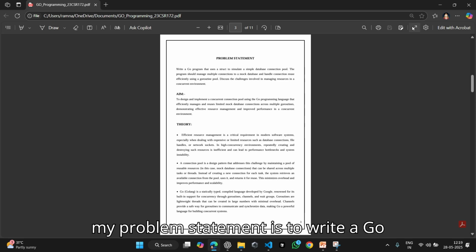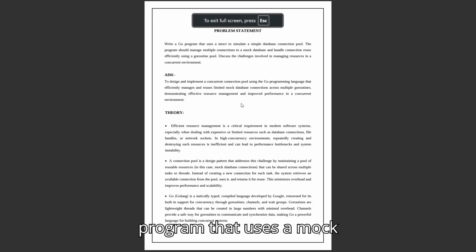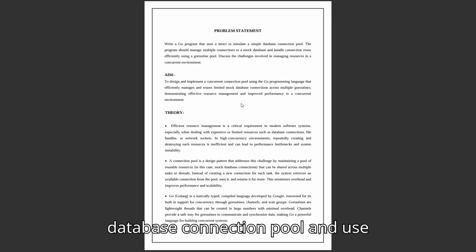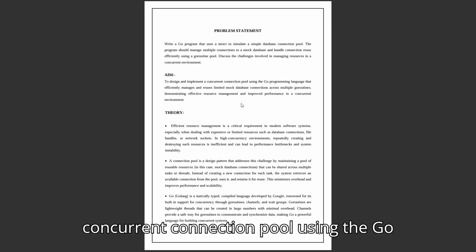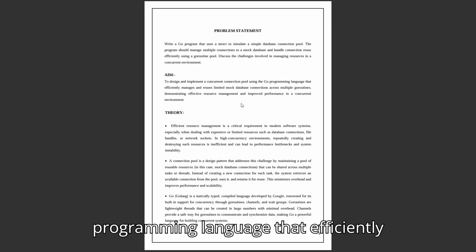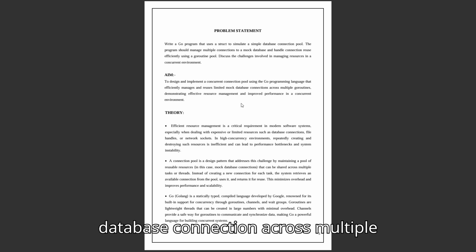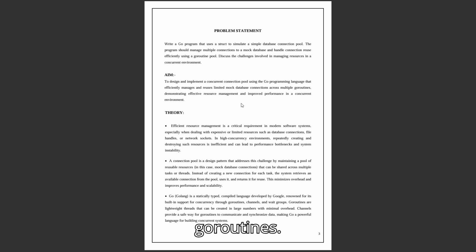My problem statement is to write a Go program that uses a mock database connection pool and multiple tasks to access the mock database, and uses a goroutine pool and goroutine concurrency to manage it efficiently. What is my aim? To design and implement a concurrent connection pool using the Go programming language that efficiently manages and reuses the limited mock database connections across multiple goroutines.